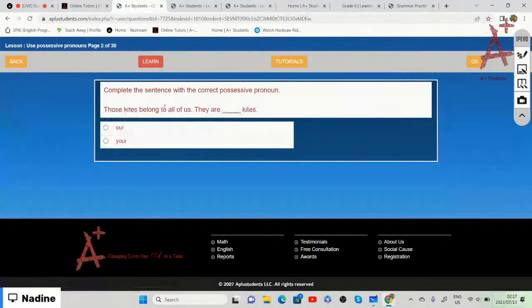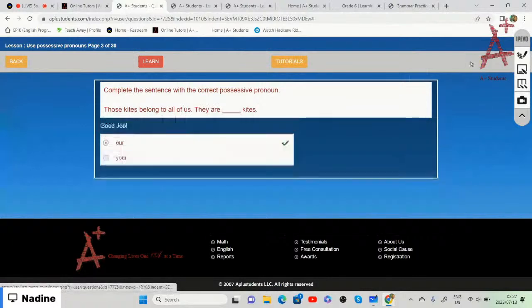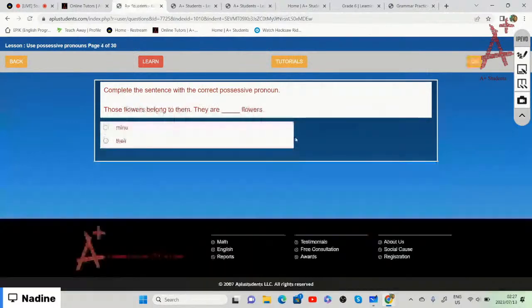Those kites belong to all of us. Is it our kites or your kites? If the kites belong to all of us, is it our kites or is it your kites? So if the kites belong to all of us, then it means that it is our kites because it belongs to all of us. It is ours.